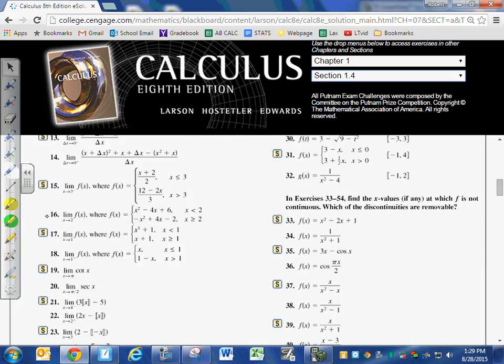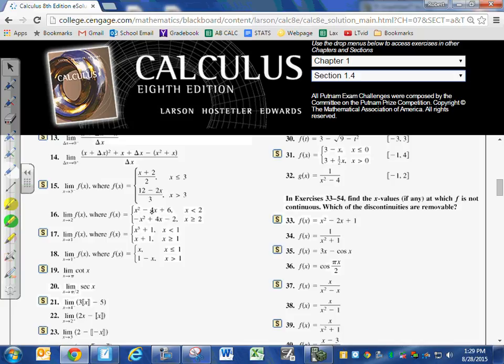Okay, we want to figure out the limit as x approaches 2 of that function. And we got a piece when x is less than 2, and we have another piece when x is greater than 2. Well, we know this is continuous everywhere. It's going to have limits everywhere. We know this piece is continuous everywhere. It's going to have limits everywhere. The question is, are they going to meet up at 2? How do I figure that out?